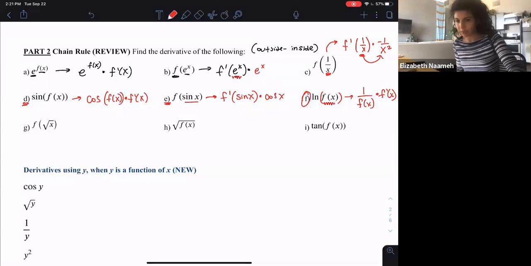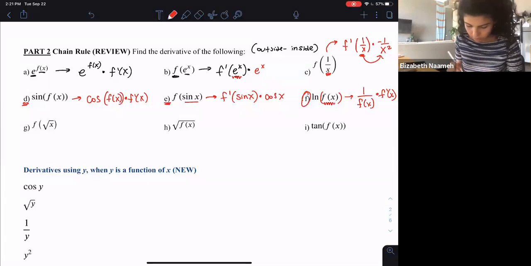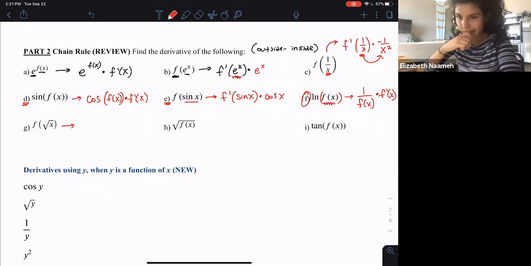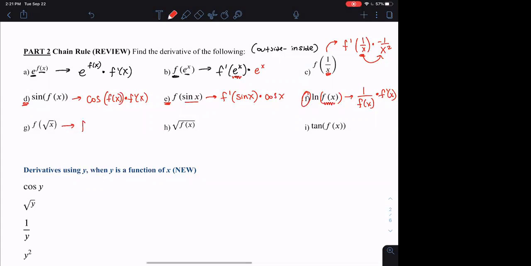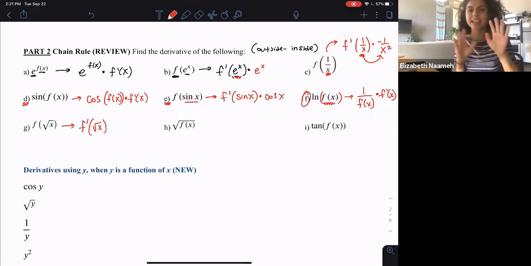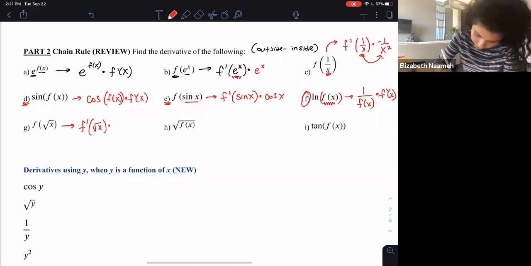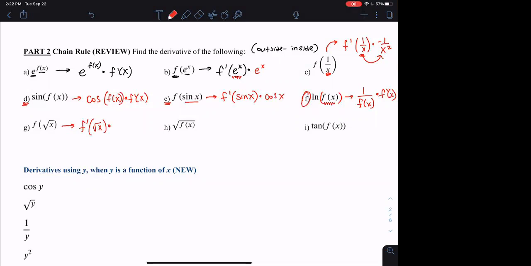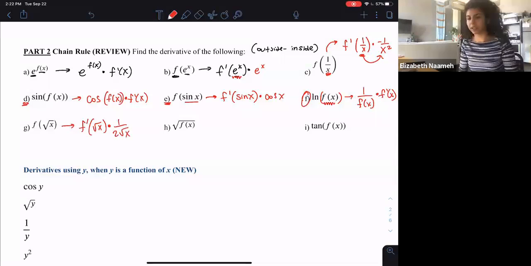Let's do g. Take the derivative of the outside first, keeping the inside the same. It will be f prime of square root x, keep the inside the same, times 1 over 2 square root x. Nicely done. Okay, do h yourself.